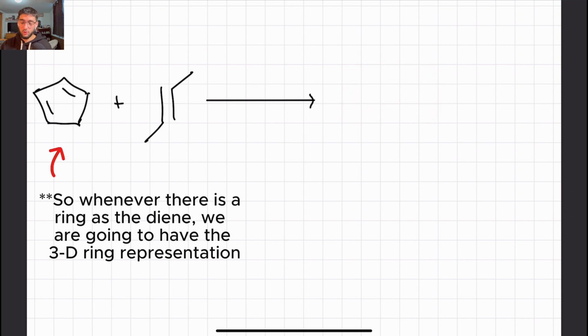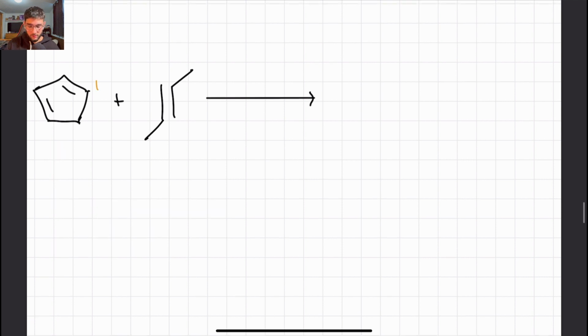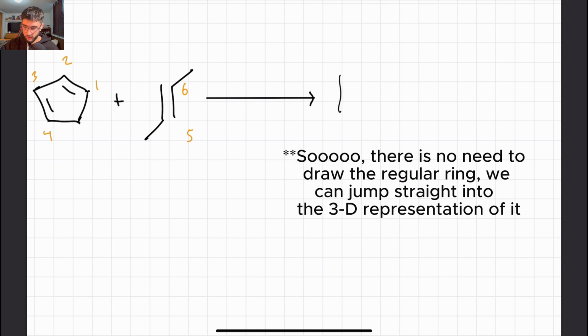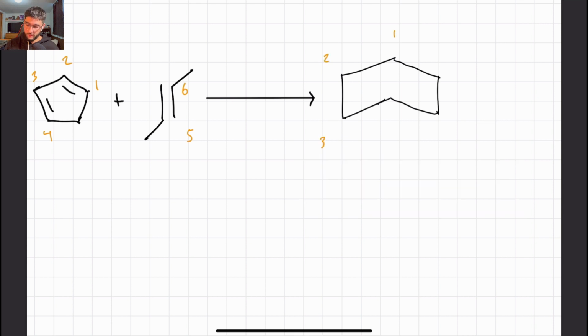Okay? So, first thing I always like to do, number your carbons that are directly touching the double bond. 2, 3, 4, 5, 6. We have 6, and because this is a ring, we know that we're going to have to draw a 6-membered ring in a 3D representation. So let's go in and draw our ring. Okay. Next, we can go ahead and actually number this, and then we'll start drawing out the mechanism.